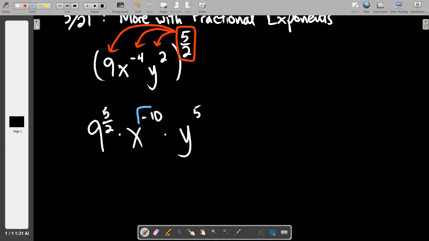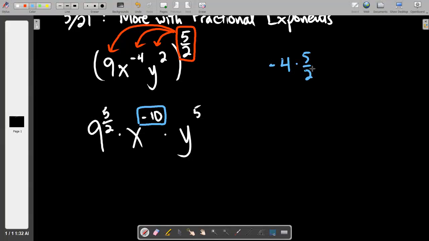So what's going to happen here, I'm going to color code this for you. This number, if I were sitting in my own class, I'd want to know where that came from. And here's where it came from. X had a pre-existing exponent of negative 4. And we raised it up to the power of 5 halves, which means, based on our properties of exponents, that we have to multiply. Right?